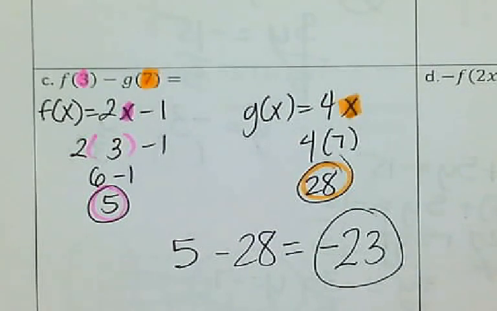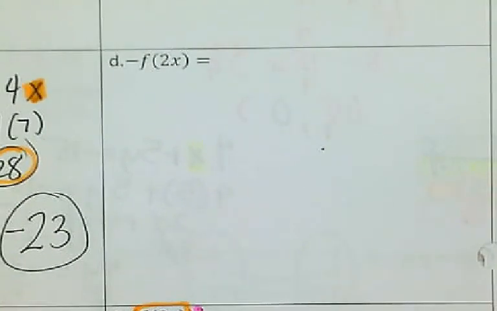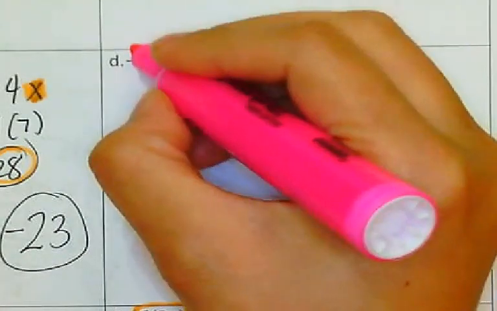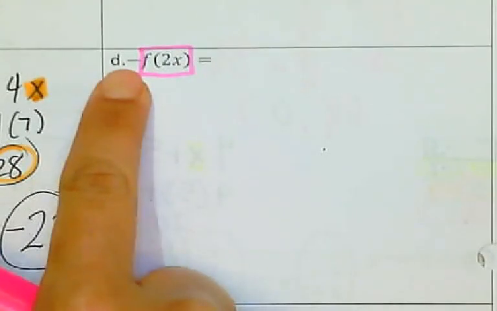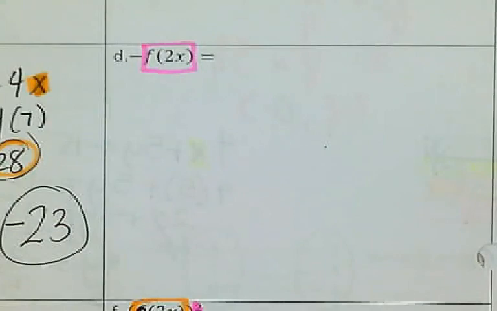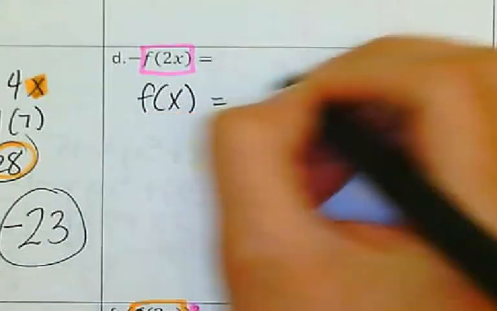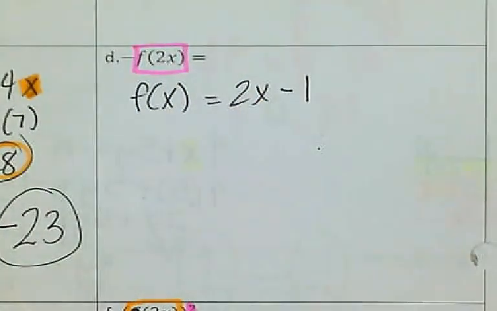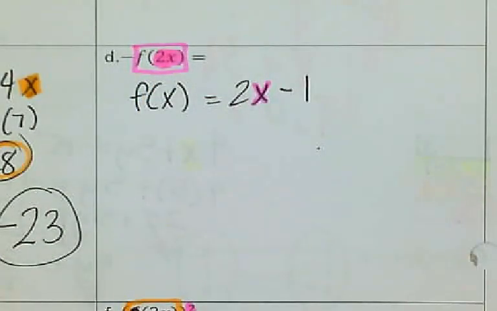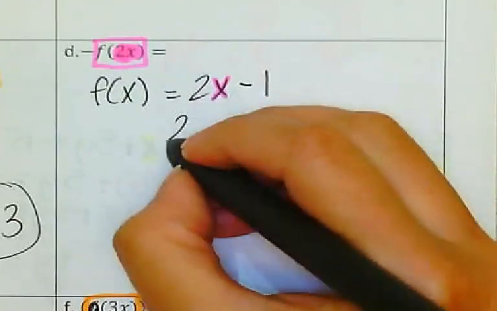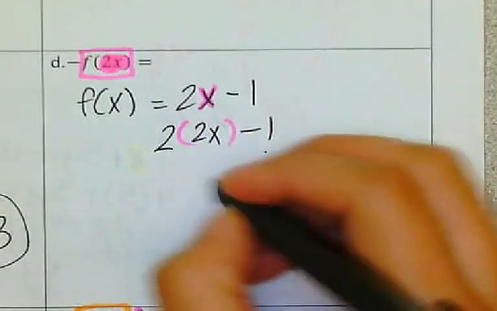Do D and E as well. Over here, D, also a little more complex, but they want you to evaluate f of 2x. And then when you're done, they want you to multiply it by a negative 1. Remember, we don't see 1. So I'm going to do this first. So I'll write my original equation, which is minus 1. But instead of x, they want me to evaluate for f of 2x. So instead of x, I am going to write 2x.